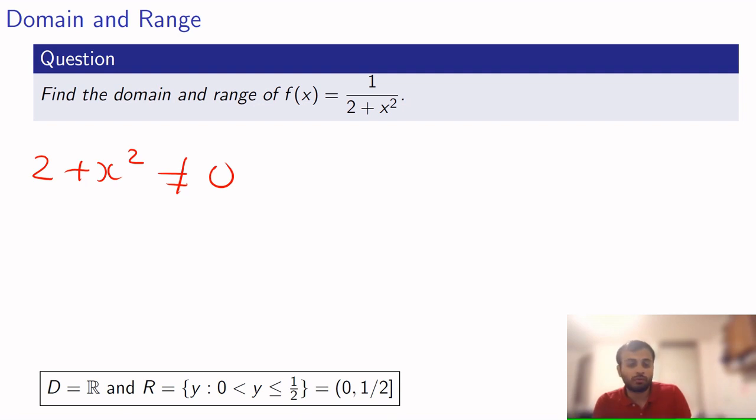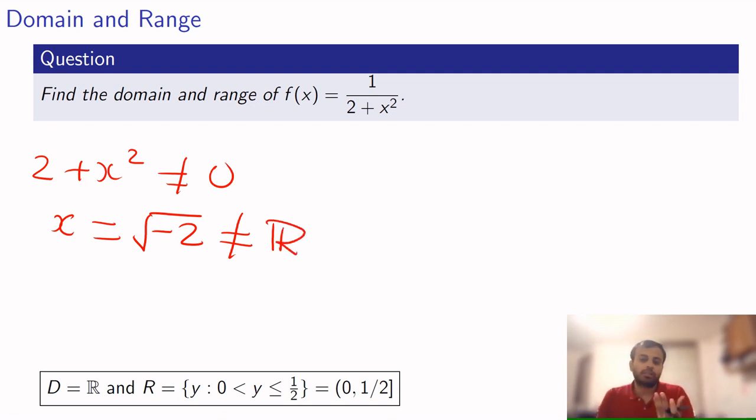Now, if you try to solve for the value of x here, you'll get square root of minus 2. Square root of minus 2 is not a real number. It's a complex number. Complex numbers are out of the scope for this course, so we won't be discussing them. So you can see that the only values x is not allowed to have are values which are not real. So all the real values are in the domain of this function. That's why we can say that the domain is equal to all the real values.